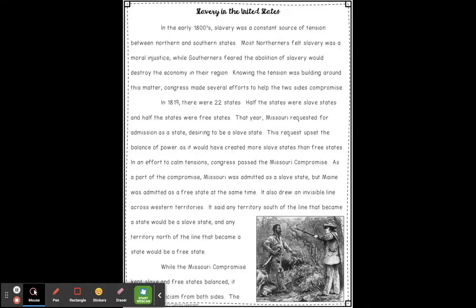In 1819, there were 22 states. So there's 50 states in our country today, so back then there was only 22. It says half the states were slave states and half the states were free states. That year, Missouri requested its admission as a state, desiring to be a slave state.